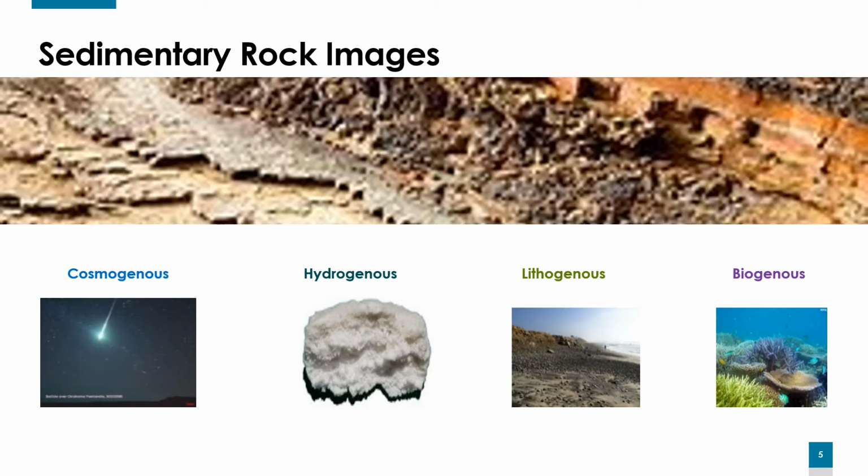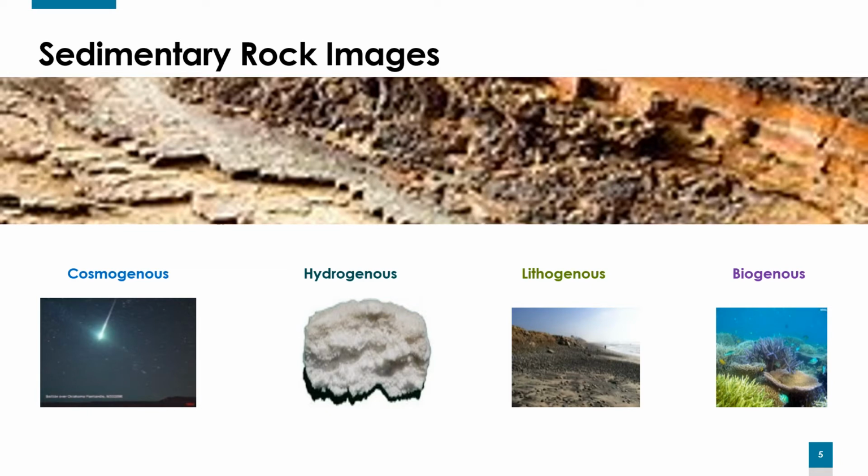In the first example, you're seeing a meteorite falling from outer space, which is giving you an example of cosmogenous, which again is material that falls to the Earth's surface from outer space. The next example is a hydrogenous rock, which is basically material precipitated directly from seawater. So this rock was formed from seawater.